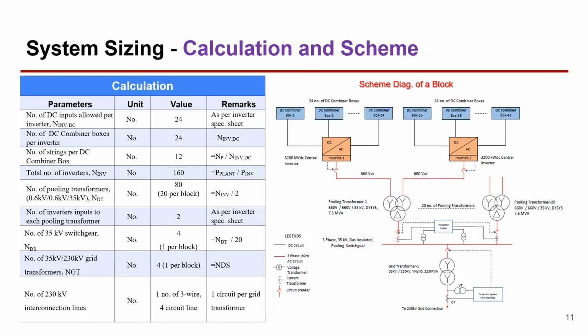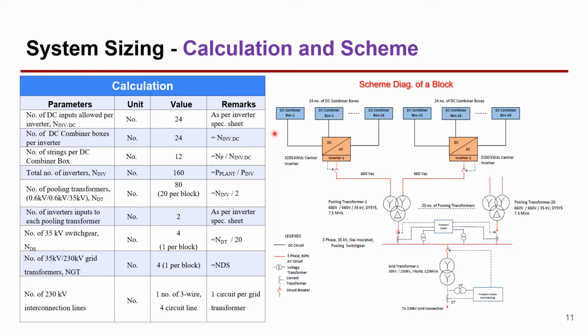The plant is divided into 4 equally rated blocks. This is for ease of maintenance, and also to give redundancy in case of planned and unplanned outages. So each block has this scheme diagram. Each block will export the power through one grid transformer at 230 kV level to match with the existing voltage level of the existing transmission grid of Labrador.